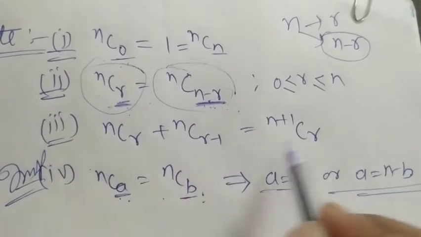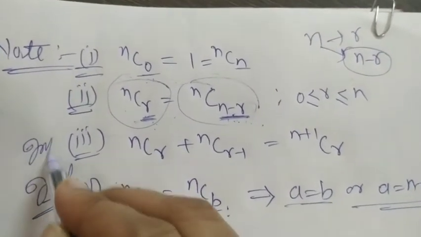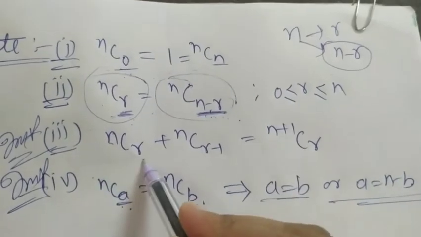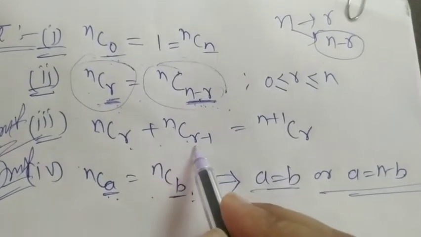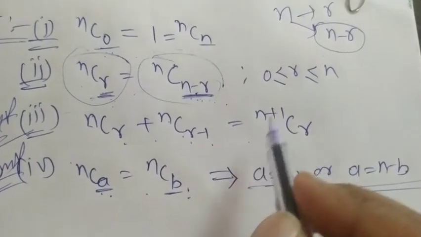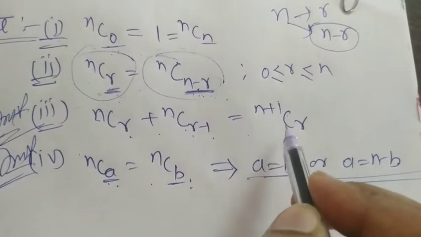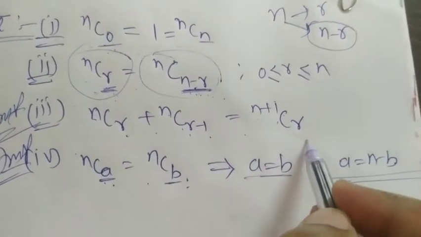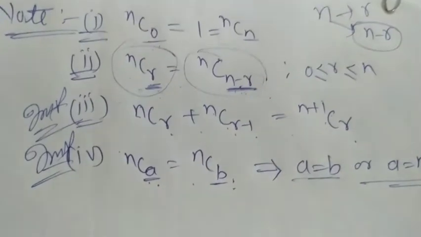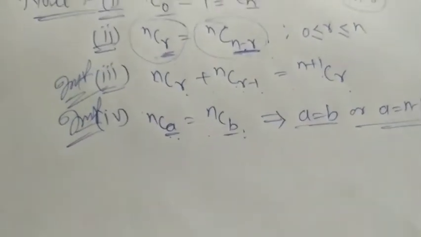One more property is important that you always remember: nCr plus nC(r minus 1) will always equal (n plus 1)Cr. Okay, now come to some questions.